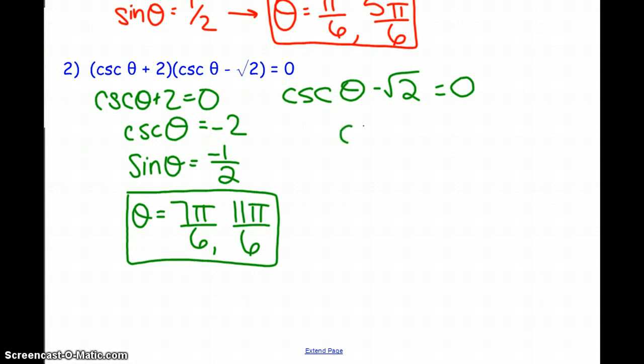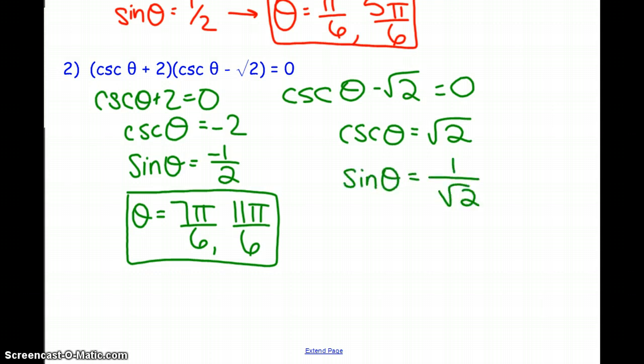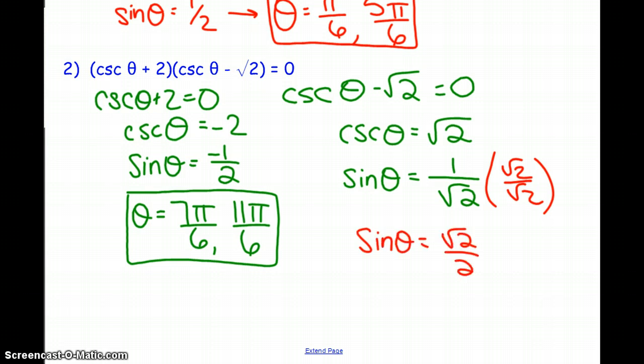Go ahead and get cosecant once again by itself. Worry about getting the function by itself first before you go ahead and flip it. So now I'm going to say reciprocal is sine, 1 over root 2. Well, that doesn't match exactly to our circle because it's not rationalized. Multiply by root 2 over 2. And now I have where does sine equal a positive root 2 over 2.